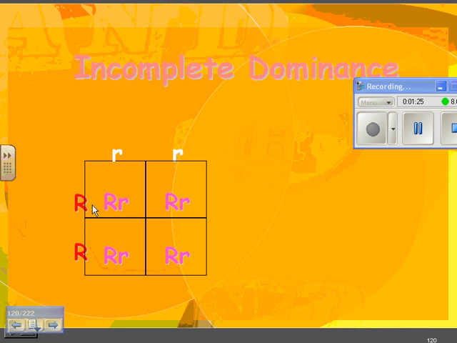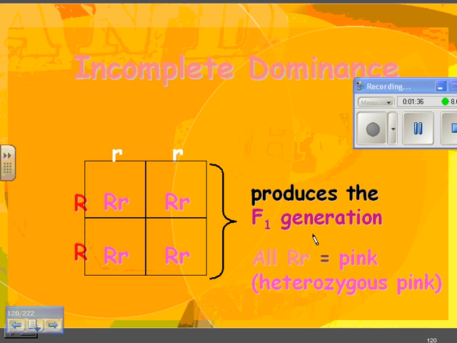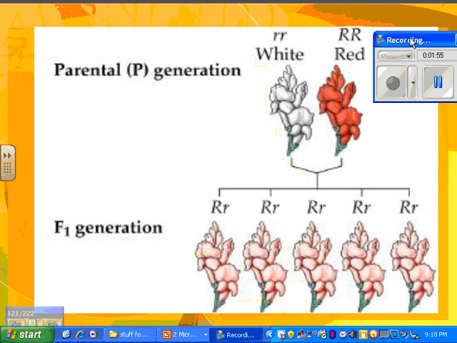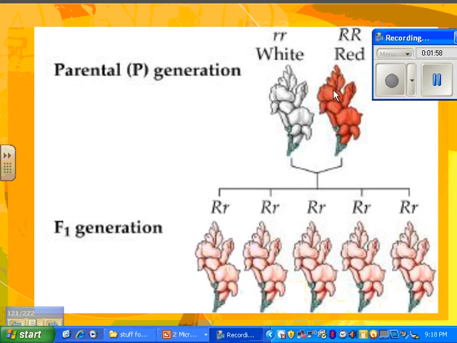And actually they don't turn out red and they don't turn out white, they turn out pink. And that's incomplete dominance. That means the trait is somewhat between the two alleles. So this produces the F1 generation, and all are big R, little r, which is pink. So the heterozygous one is pink, and it's really not clearly one of them or the other. In fact, you almost shouldn't have a lowercase one, but we do just because they're the same letter. Here's a picture of that. If you're white, it's little r, and red is big R, and all of the babies are big R, little r, and they're all this pink color.